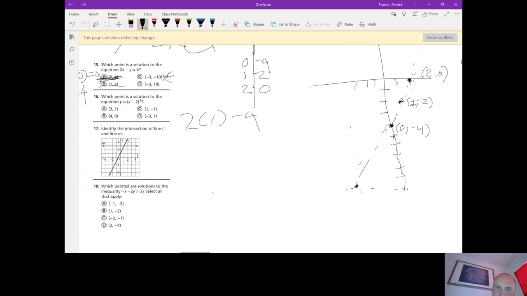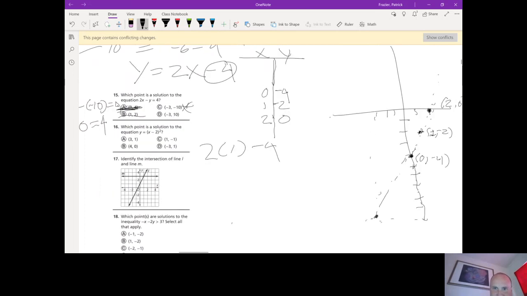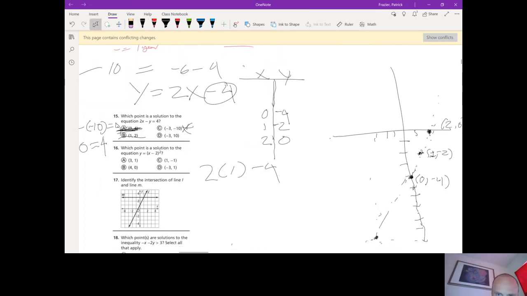Fudge that a little bit, but the point is 0, negative 1, negative 2, negative 3, negative 10. So I'm pretty sure C is going to be right. Let's check out D though.